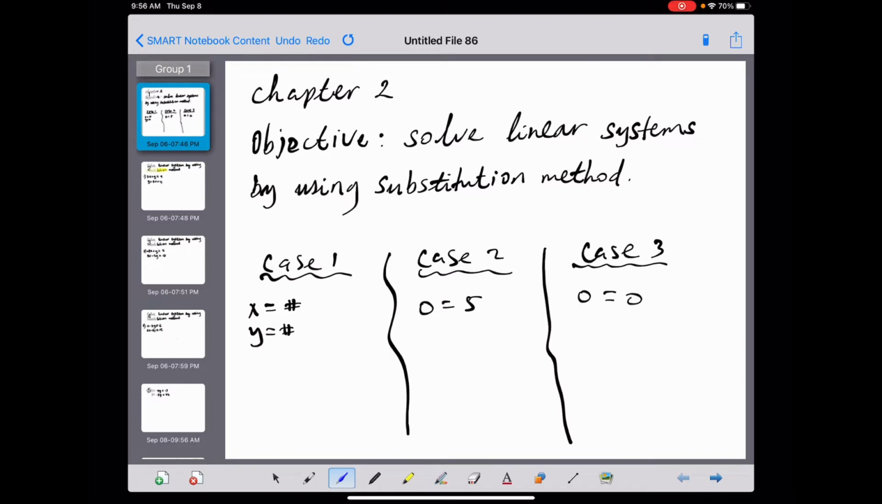In case number 1, when you solve, you're gonna get x equal to something, y equal to something. That answer is one solution. And that solution is at x comma y, okay?